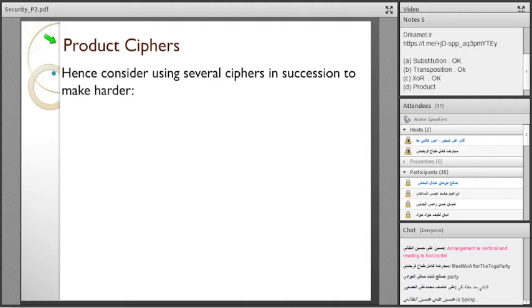This is the rail fence. And then the next one. We talked about substitution, we talked about transposition, we talked about XOR, and now we talked about product. That's the last one.